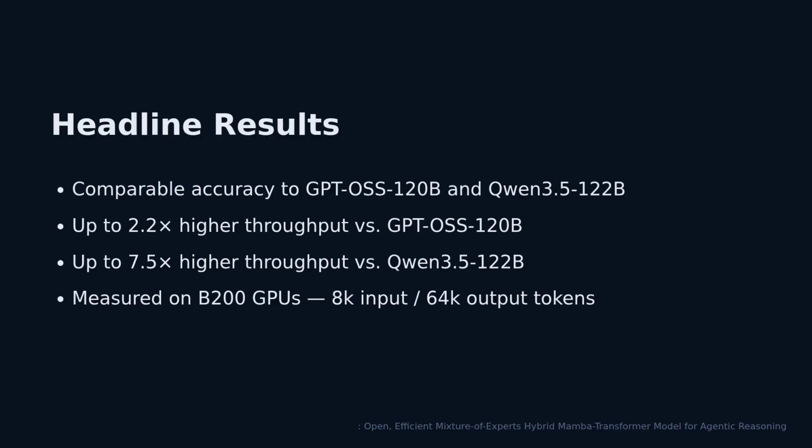The headline result speaks for itself. Nemotron 3 Super achieves comparable accuracy to GPT-OSS 120B and Qwen 3.5-122B across popular benchmarks, while delivering up to 2.2 times higher throughput than GPT-OSS 120B and up to 7.5 times higher throughput than Qwen 3.5-122B. These measurements were taken on B200 GPUs with 8,000 token inputs and 64,000 token outputs.